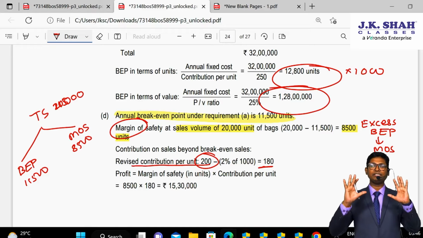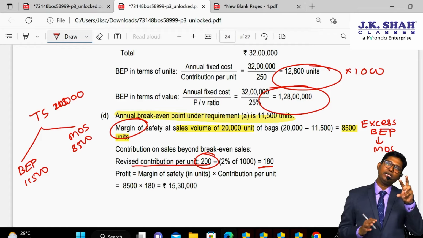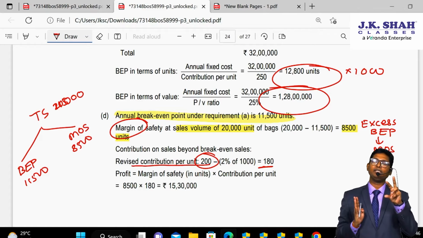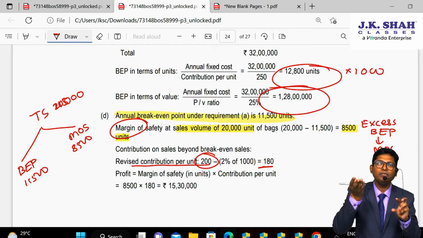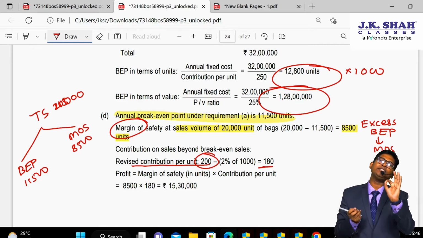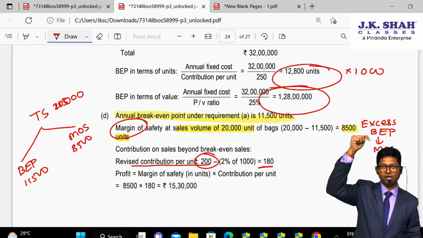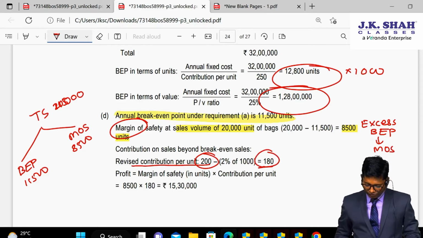Hope your concept is getting clear. Your first contribution was 200, now you are giving 20 rupees extra variable cost to your sales manager. So because of increase in the variable cost by 20 rupees, sir, how did 20 come? 2% of 1000 is 20 extra commission we are paying to our salesman, and because of extra variable cost, your contribution will reduce by 20 rupees. This is the revised contribution.